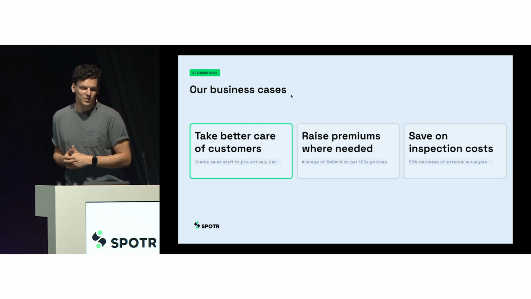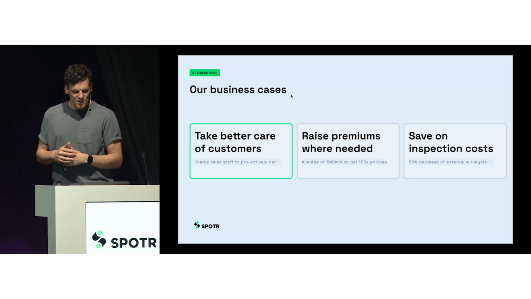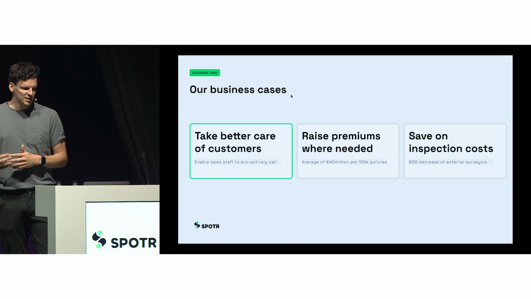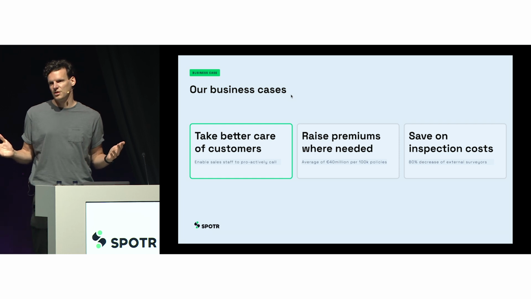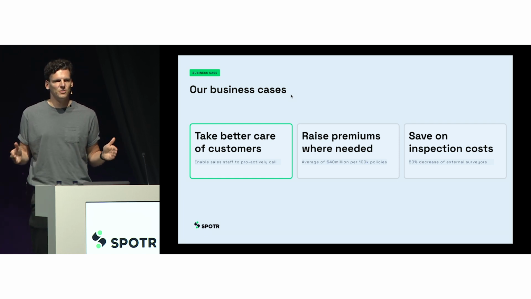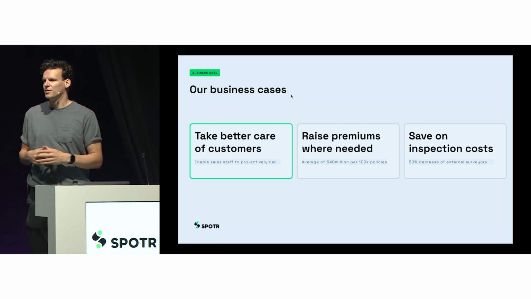On the back of that, you can raise premiums where needed. We see typically on 100,000 commercial properties, we will gain about 40 million in premiums, and we will save you on inspection costs. So a typical off-site inspection at the moment with a traditional surveyor would cost you about 50 to 150 euros, and we do it at a fraction of those costs.